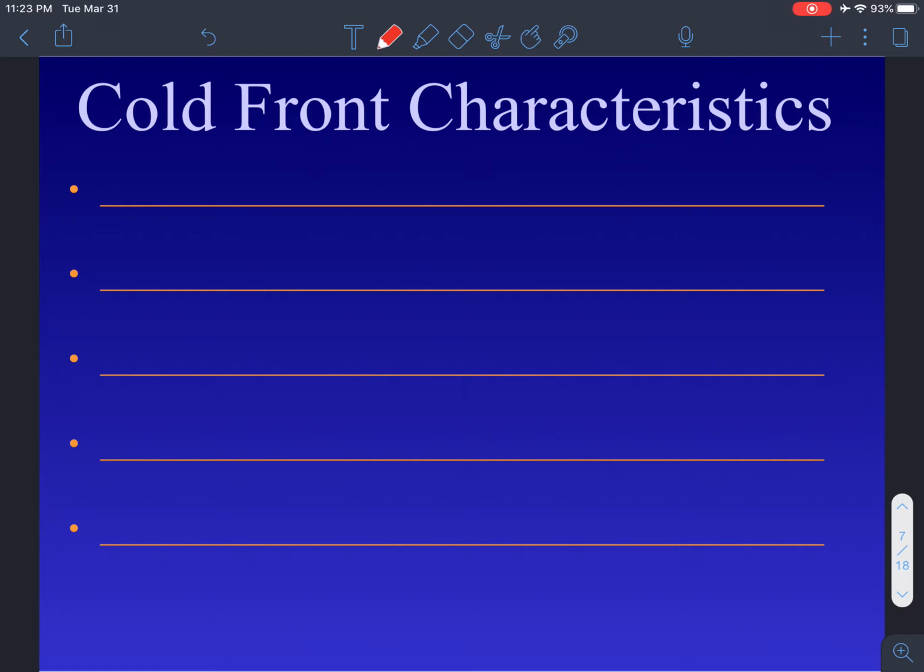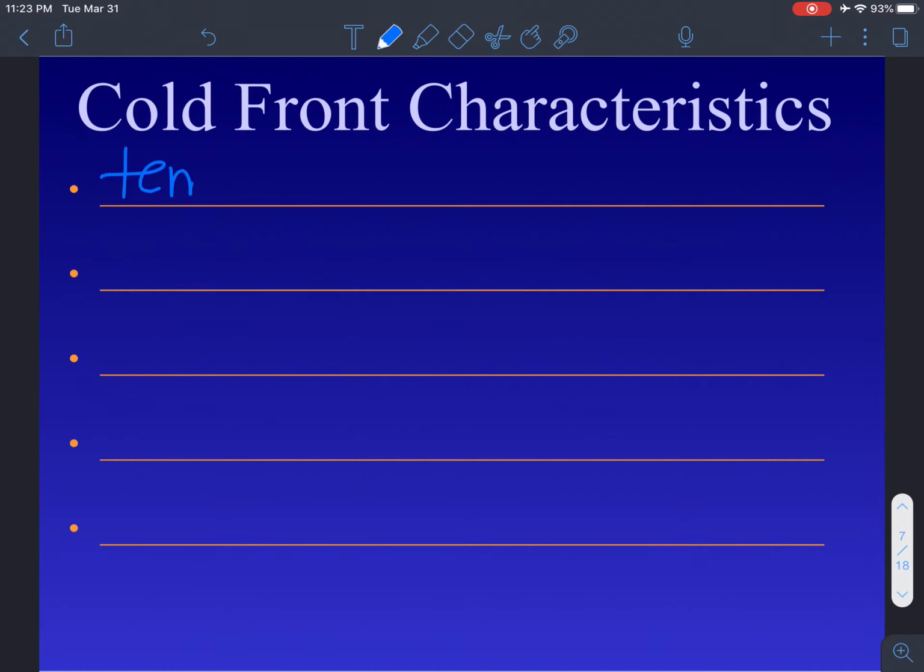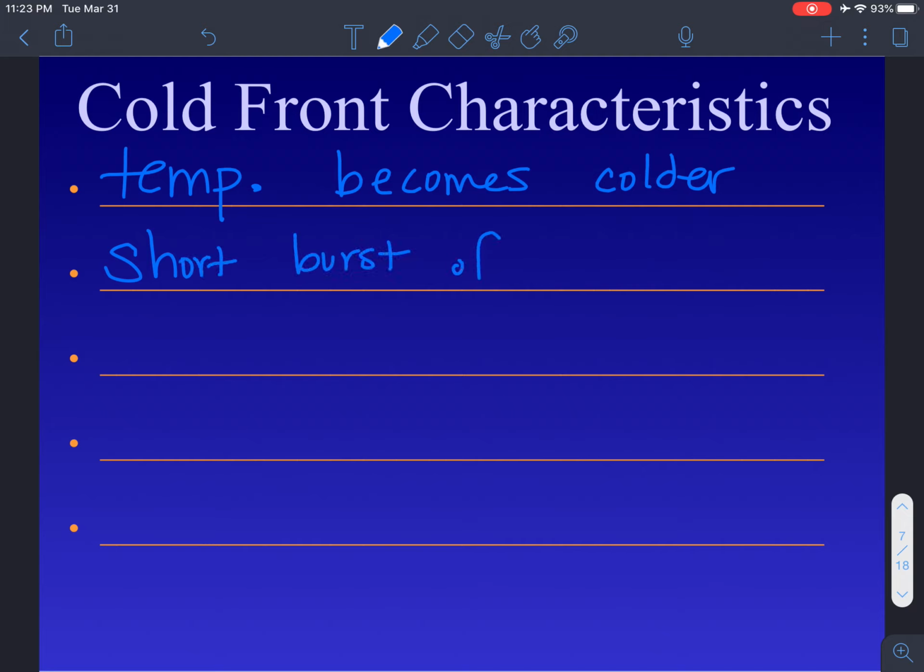So let's write down some characteristics for a cold front. So number one, the temperature becomes colder. Okay, when the cold front moves through, you get short bursts of heavy rain, maybe only lasting for a couple of hours or so. You get tall clouds.